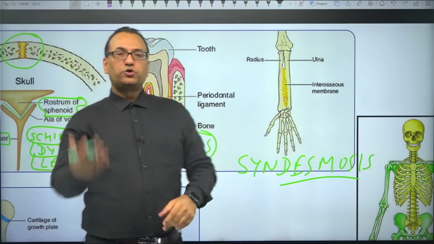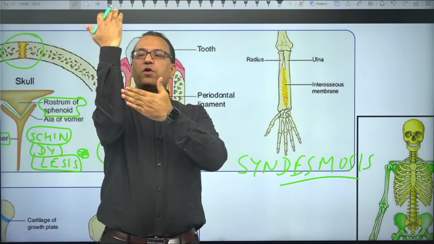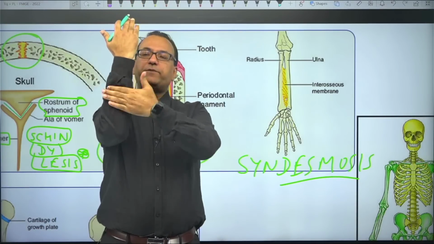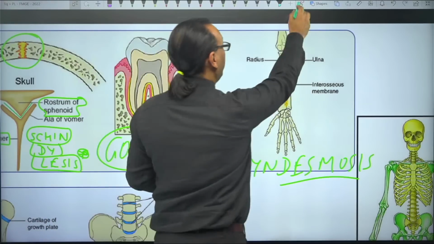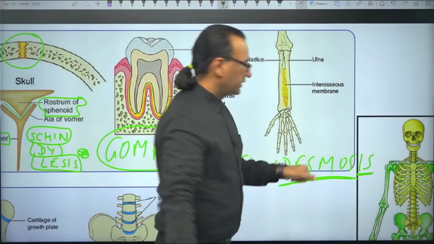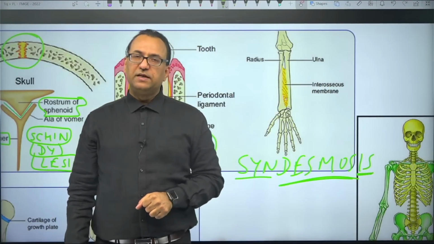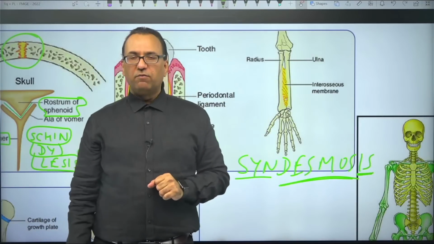Middle radial ulnar joint. The radius bone is connected with the ulnar bone with some collagen fibers. Middle radial ulnar joint is which type of joint? As we are mentioning, it is syndesmosis. Desmos is fiber, it's a fibrous joint. But it is slightly mobile.